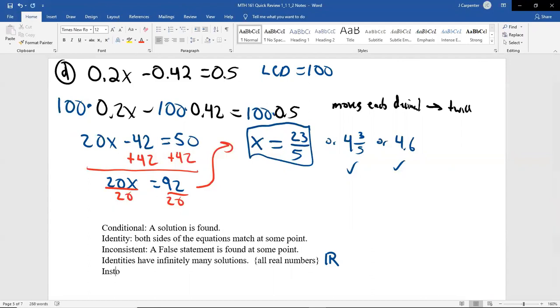Inconsistent: no solution. Which sometimes is seen as a curly bracket, and then a 0 with a line through it like that. That's called the empty set or the null set. It means nothing.